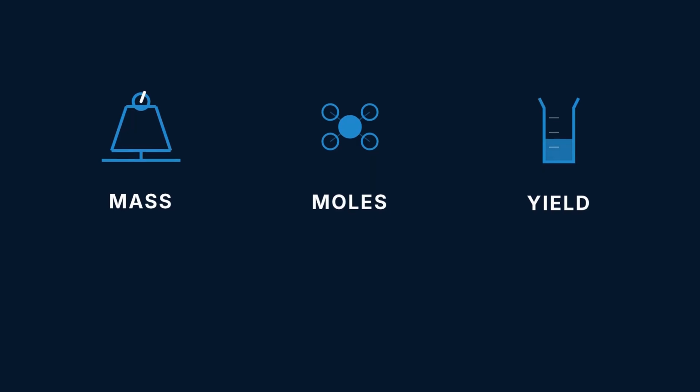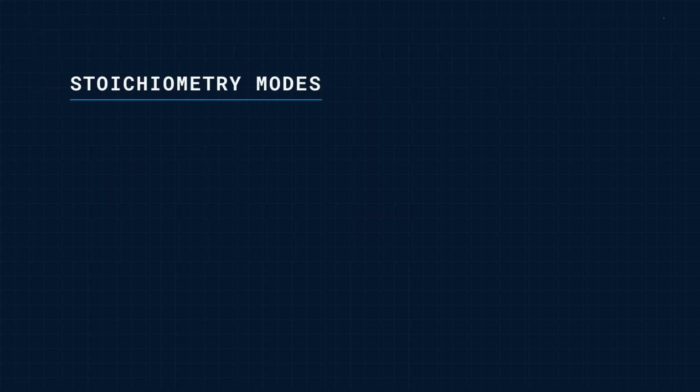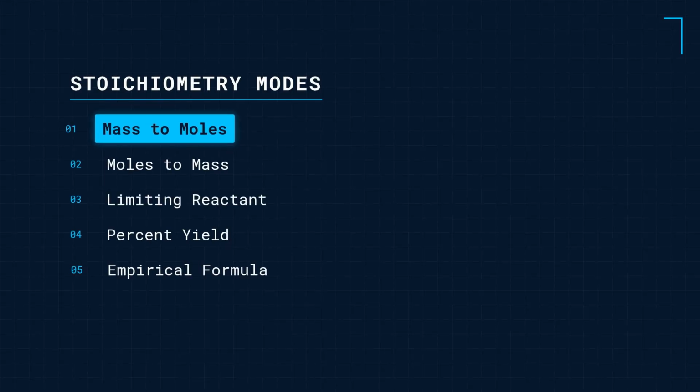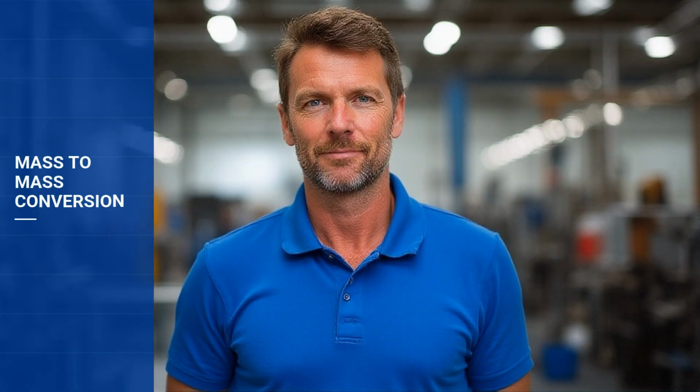Options include mass-to-mass conversion, mass-to-moles conversion, moles-to-mass conversion, limiting reactant determination, percent yield calculation, and empirical formula from mass percent. For this demonstration, I'm using mass-to-mass conversion.